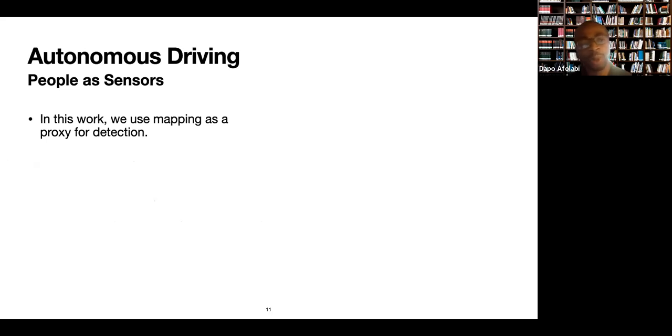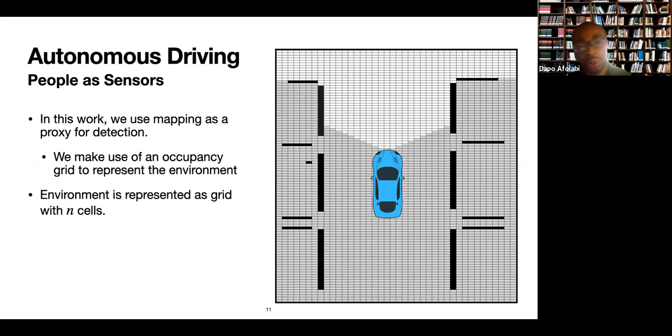Mapping in mobile robotics refers to the problem of being able to estimate the state of the environment of an autonomous agent. Concretely, we're going to break this problem down even simpler and make use of an occupancy grid mapping approach. In an occupancy grid mapping approach, the environment is split up into a grid, and the environment is represented as a grid of n cells.